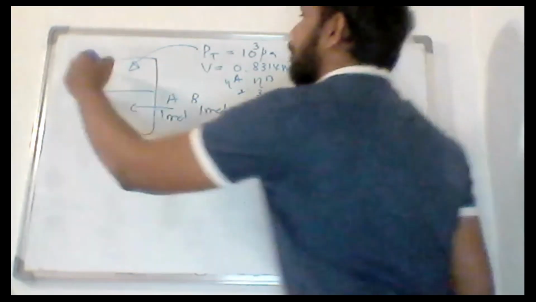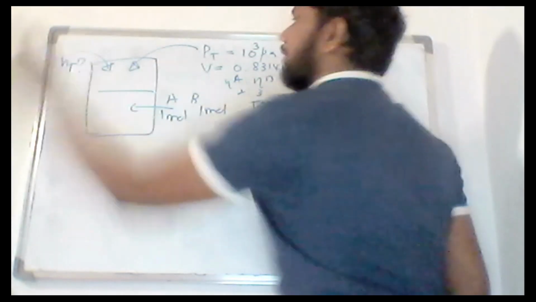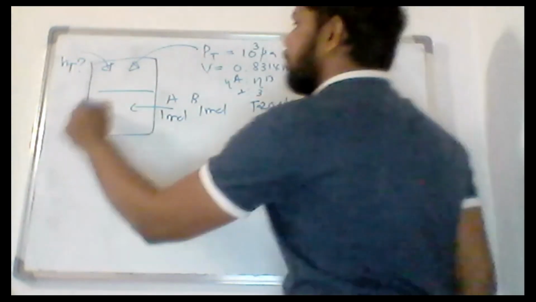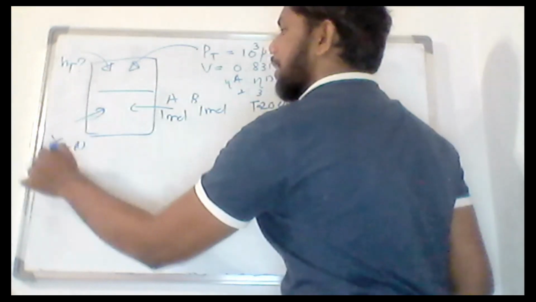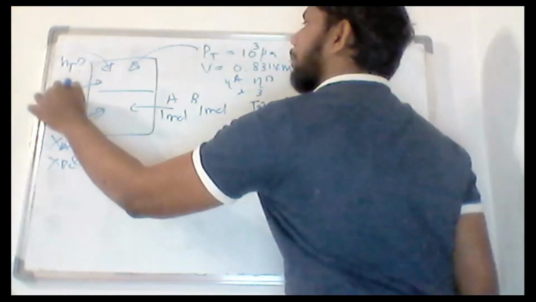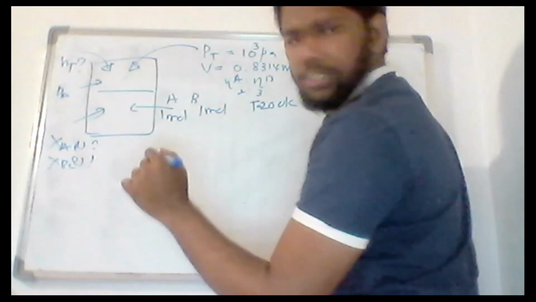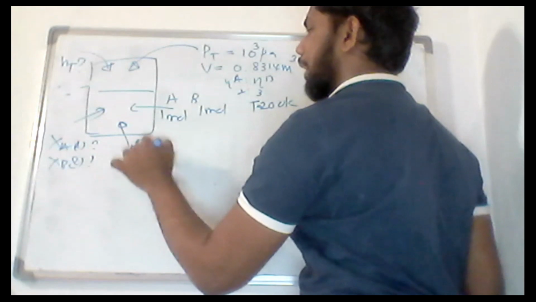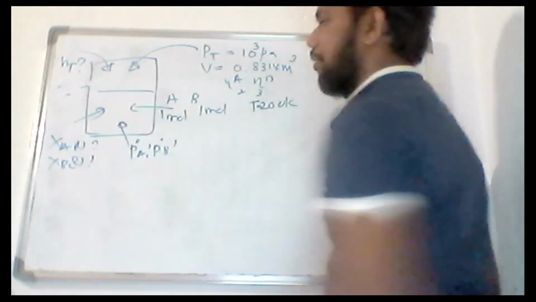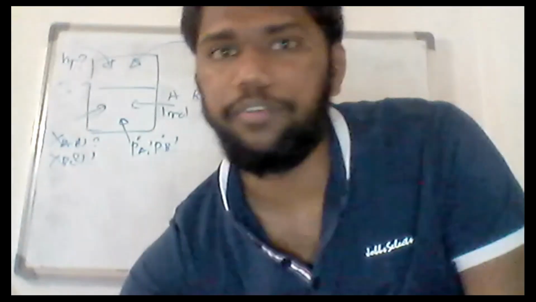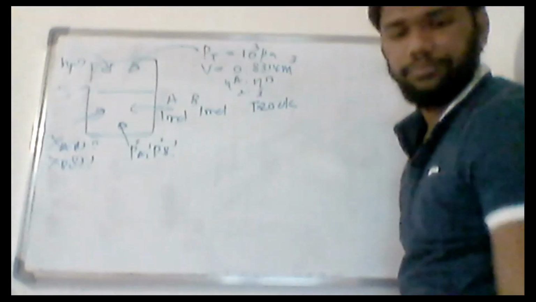Calculate the following. The total number of moles in the gas phase. So you need to first find Nt. And the mole fractions of A and B in the liquid phase. So you need to find XA liquid and XB liquid. Second, the saturated vapor pressure. So you need to find P0A, not PA. You need to find the saturated vapor pressures P0A and P0B.